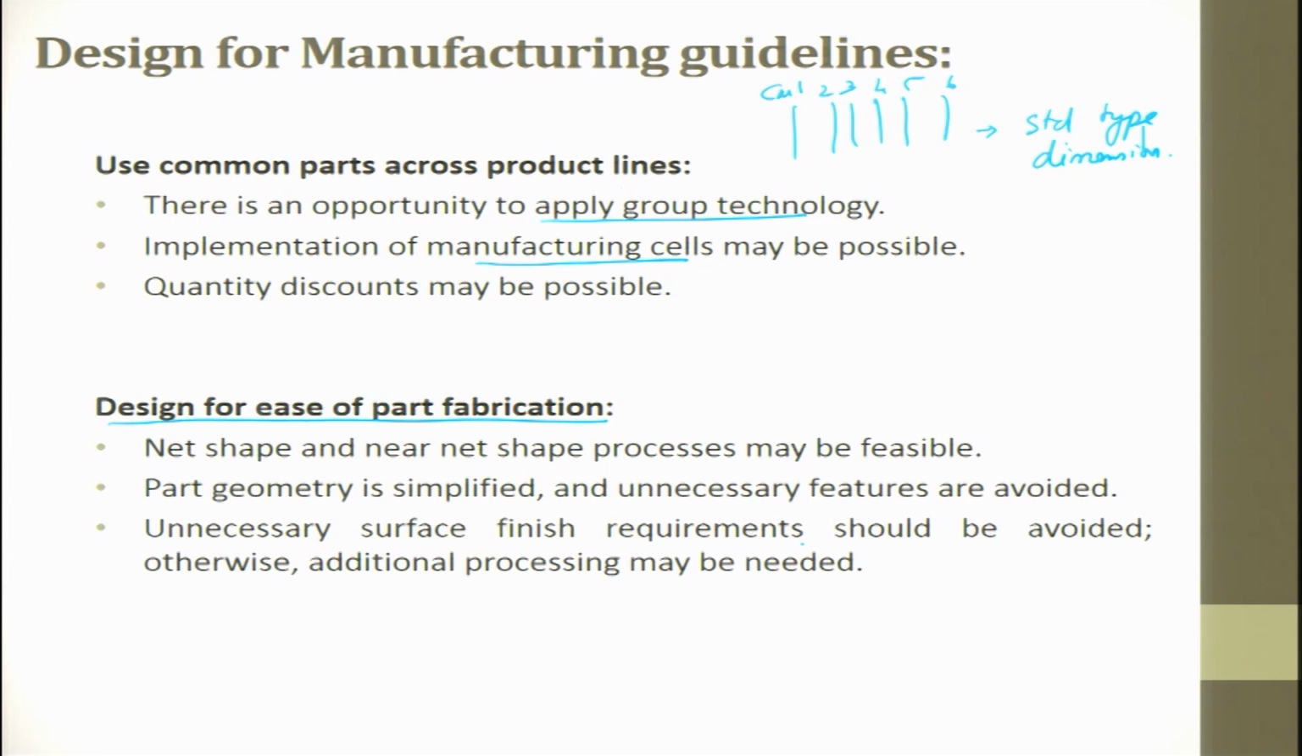Unnecessary surface finish requirements should be avoided, otherwise additional processing may be needed. So, net shape and near net shape. Net shape means it is almost the final product. Near net shape means it is close to the final product. Okay, that is the difference. Near net shape needs one more operation of machining or finishing before the part gets into assembly. Net shape, you can use it directly. So, these are the advantages you get when we try to make the part fabrication easy.